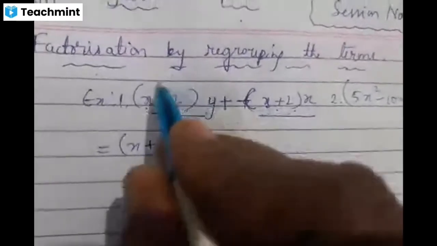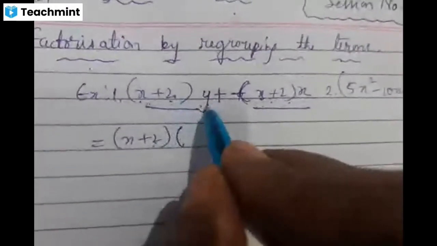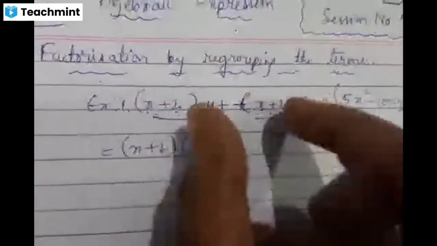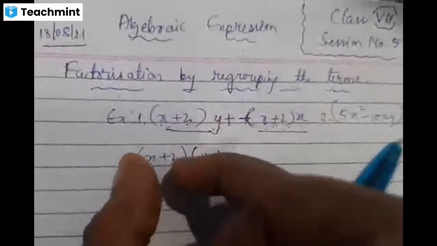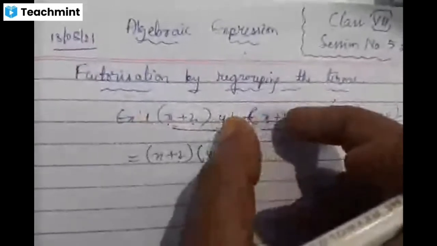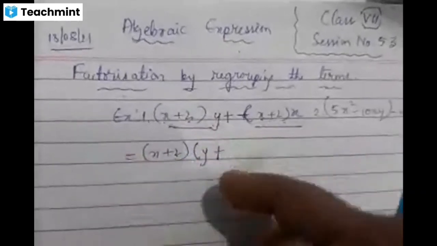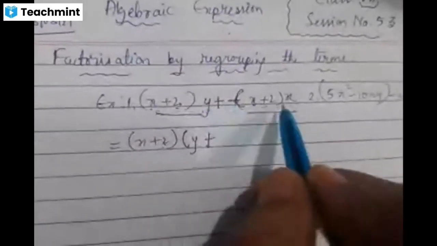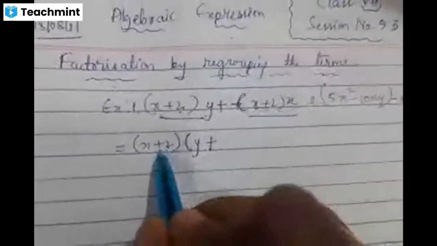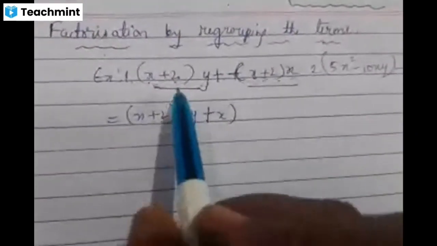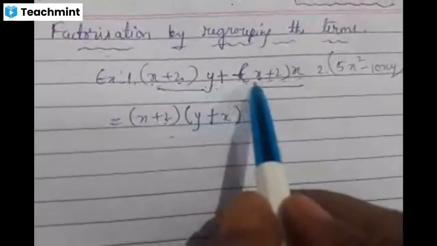Inside the brackets, in this term, if x plus 2 is kept outside, what is left here? Y is left. Plus, again x plus 2 is taken outside. Both the terms are common. Only one time we are going to write it outside, children. We don't write two times. If the binomial is common in both the terms, only that one term we are going to write outside the brackets. Inside the bracket again, y plus, what is left here if x plus 2 is kept outside? Only x.